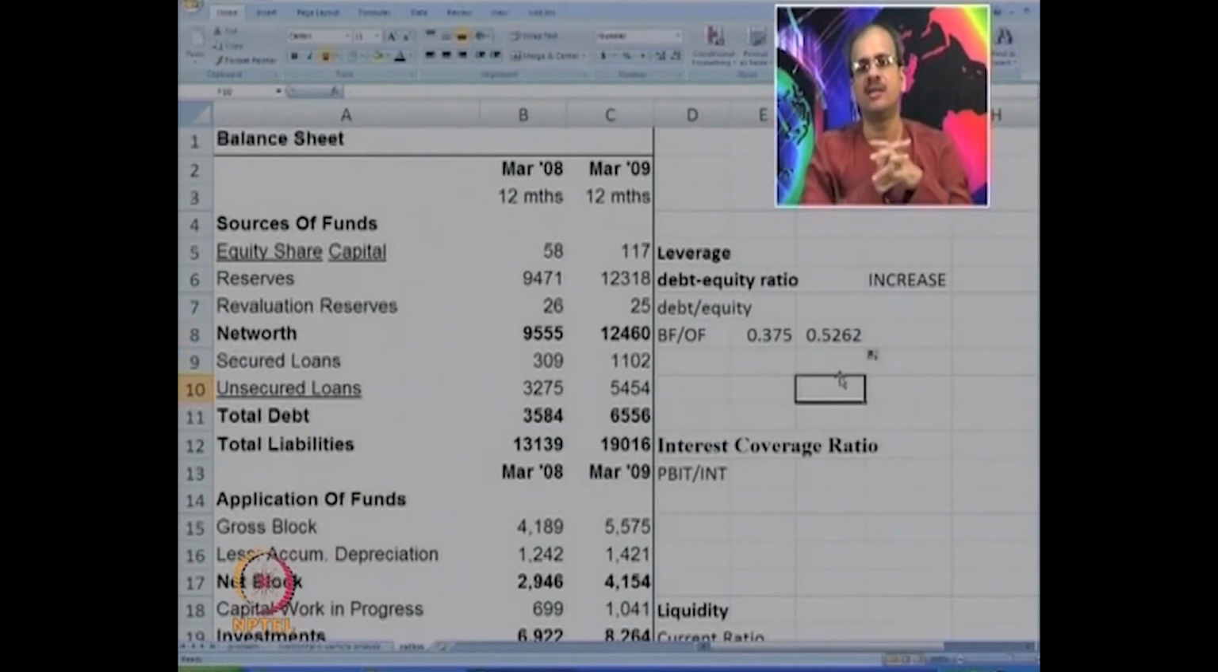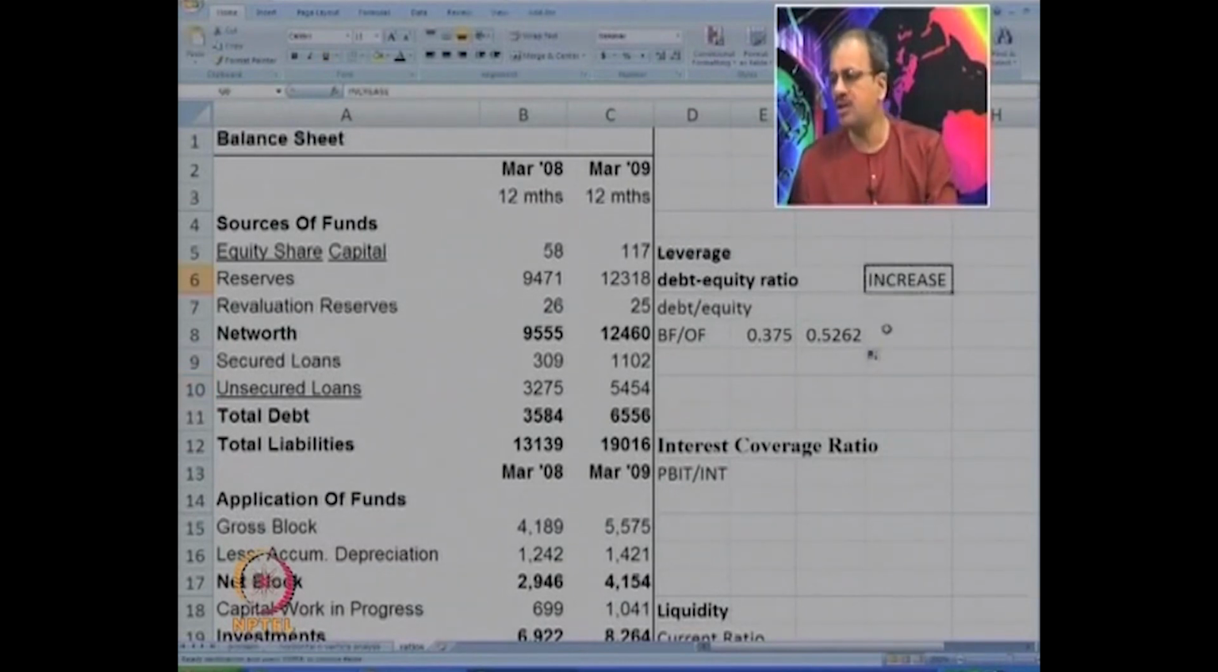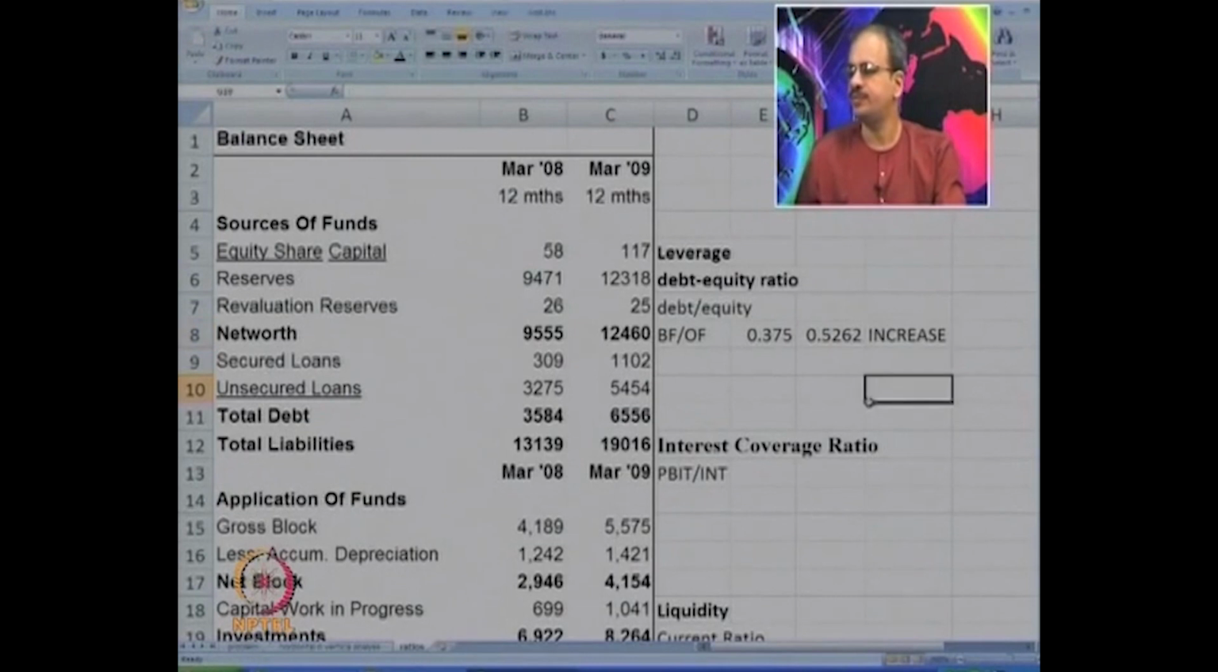So, earlier 0.37 was the contribution of borrowed fund versus owner fund. Now, it has somewhat increased to 0.52. So, it shows that now the company's reliance on the borrowed fund has increased, which is not that healthy a sign from a long term solvency viewpoint, but still a substantial chunk is being contributed by equity, so there is no risk to the health of the company. So, long term solvency continues to be good.